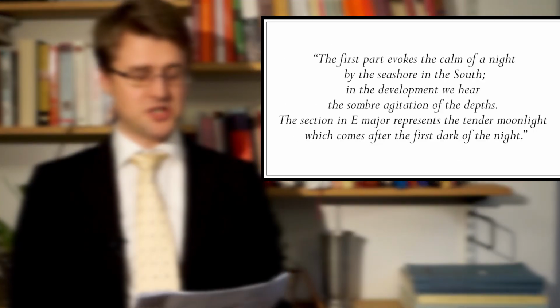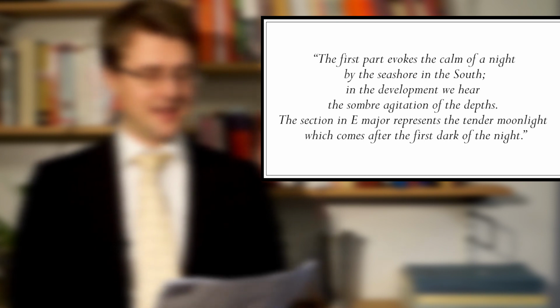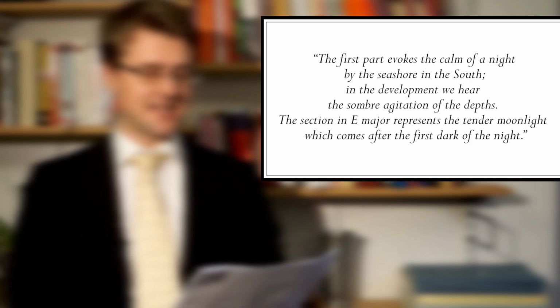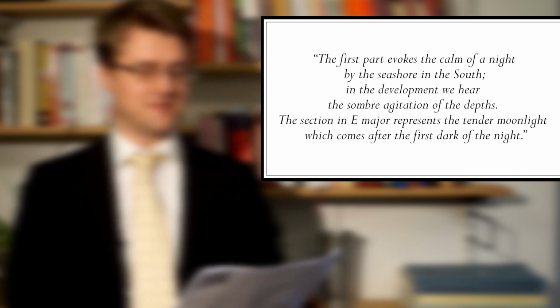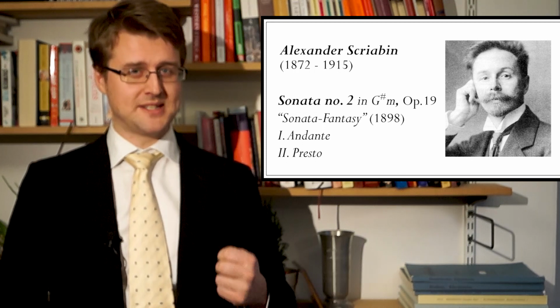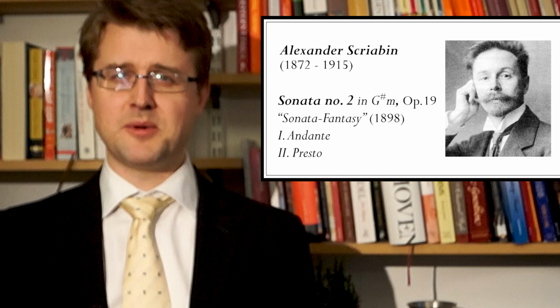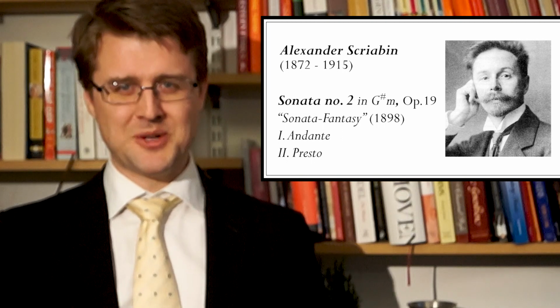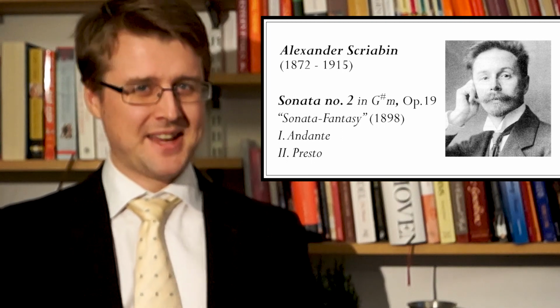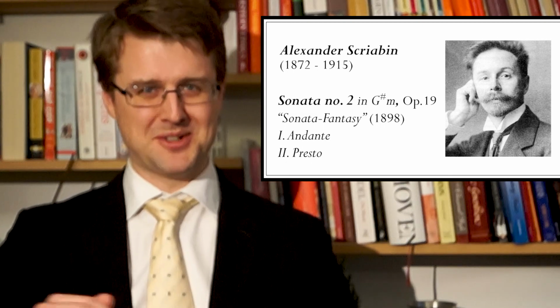the piece. The first part evokes the calm of a night by the seashore in the south. In the development we hear the somber agitation of the depth. The section in E major represents the tender moonlight which comes after the first dark of the night. And when you think about the whole sonata with the two movements, it actually has some similarities with Beethoven's Moonlight Sonata. They both have a slow first movement with this somber atmosphere, and also a fast last movement with a lot of notes that just keep on coming.